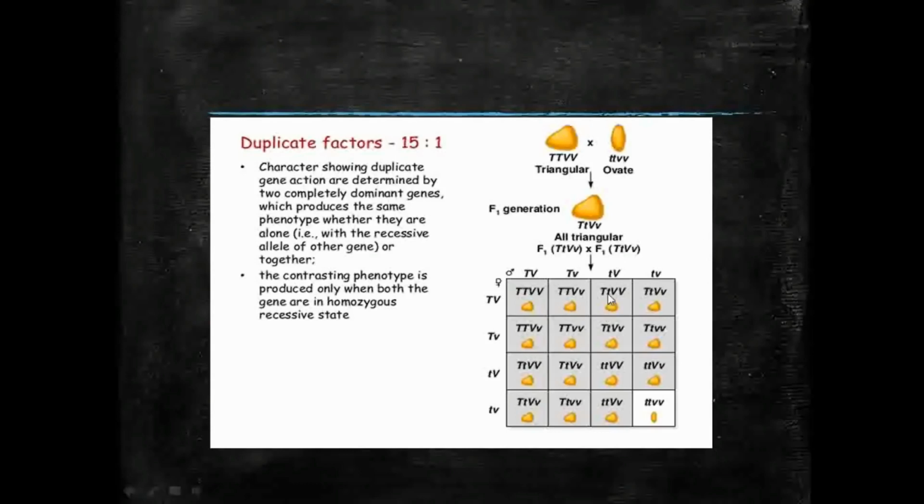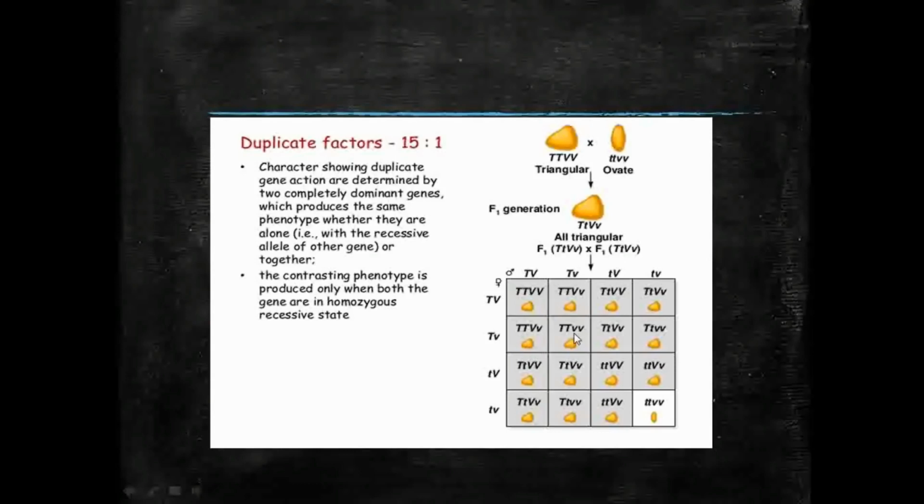Again in the next case, there is presence of capital T as well as capital V. So both the dominant genes are present, so definitely it will show again the triangular shaped fruit. In the next case, again there is one dominant T and another dominant V. Again the same shape will be expressed, triangular shaped. Here in this case also there is capital T, capital V and small v, means both of them are in dominant state, and therefore it will show again the triangular shaped fruit.